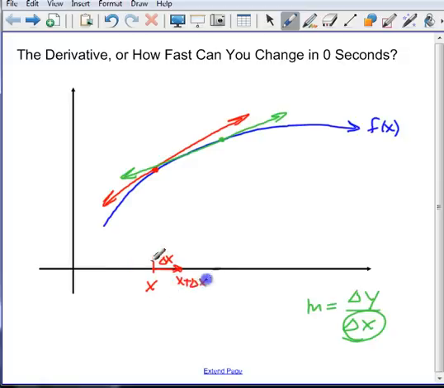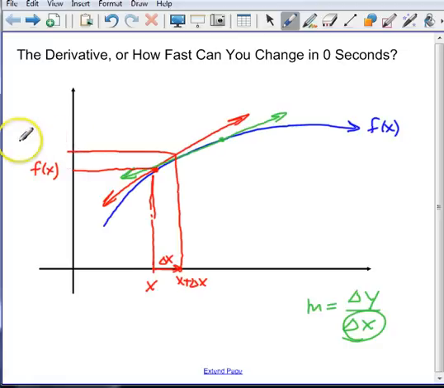Okay? So I've got 2 points. One point is where I want my line to be tangent. So the y-coordinate of that is f of x. And then the other point is just a little bit ways out from that point, and its x-coordinate is x plus delta x. And on the blue curve, the y-coordinate is going to be f of x plus delta x.